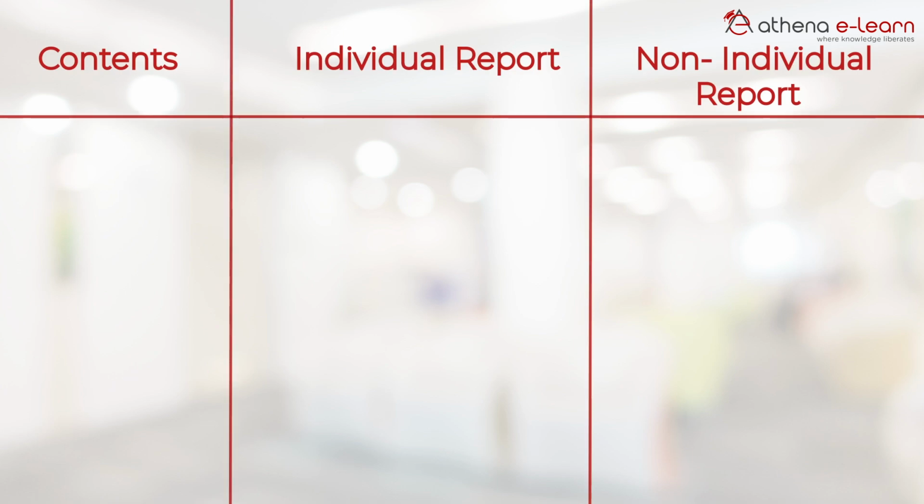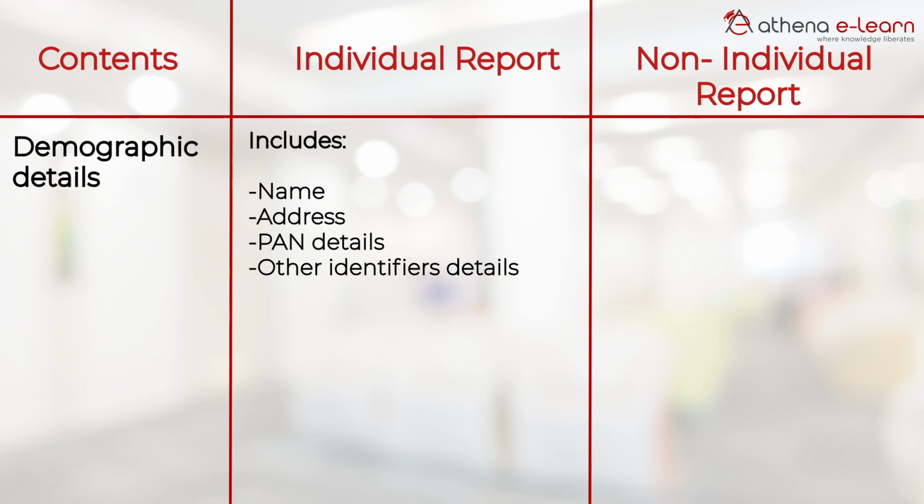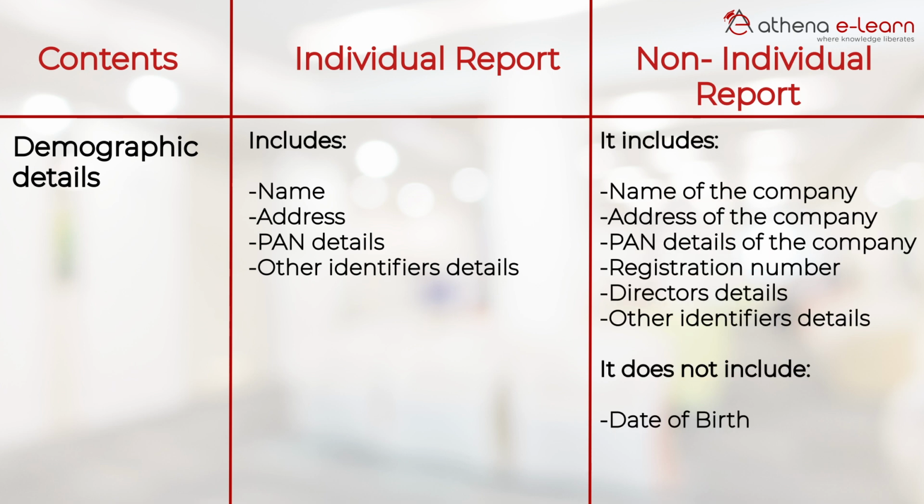You then have what is the non-individual report, the commercial report, the report pertaining to companies, partnership firms, etc. Again, there you will not see anything different. The demographic details will continue, right? What will not be there is date of birth, but there will be registration number, directors' details, owners, stakeholders, etc., which make up the constitution of a company.